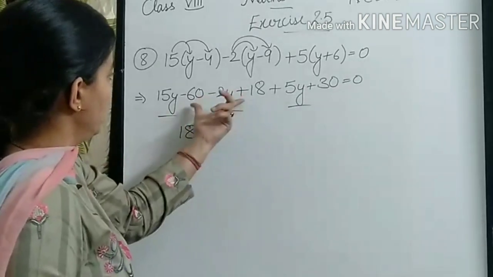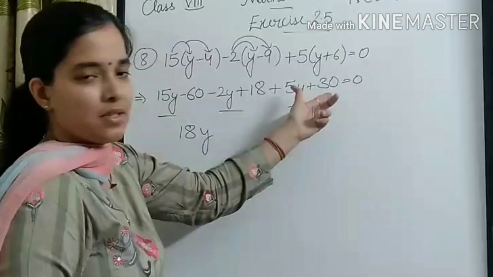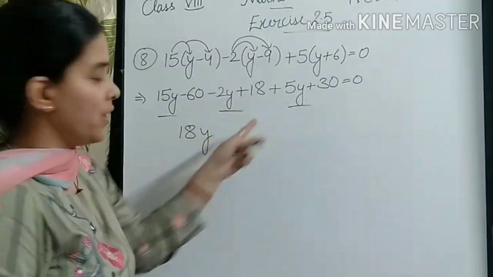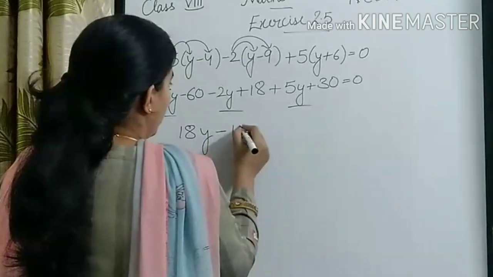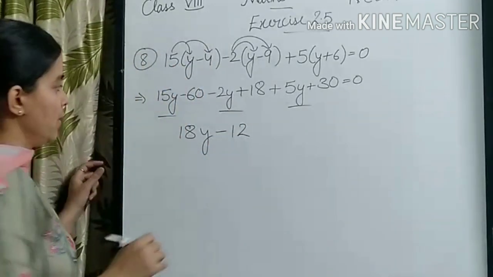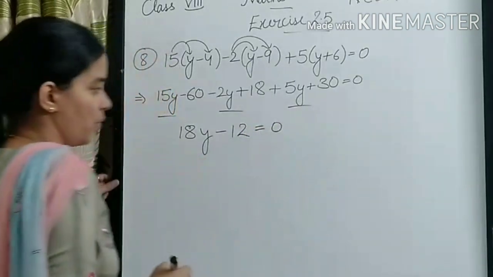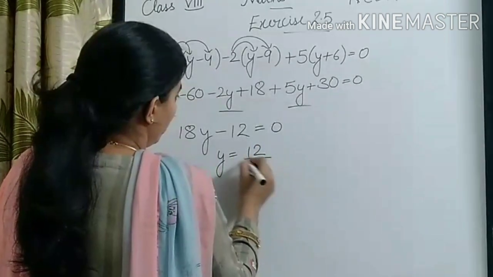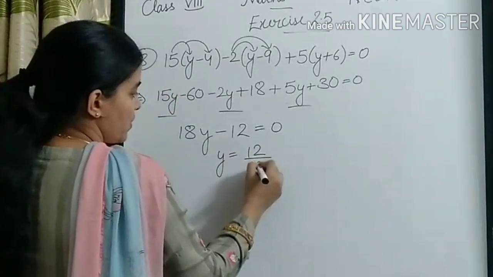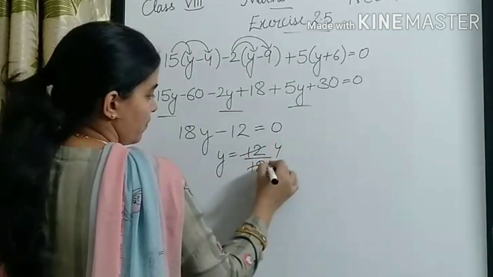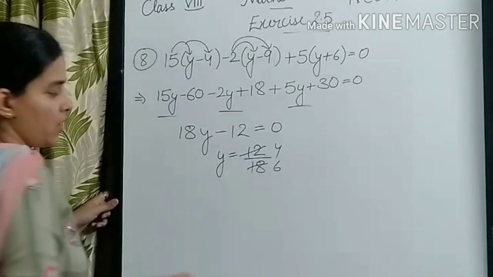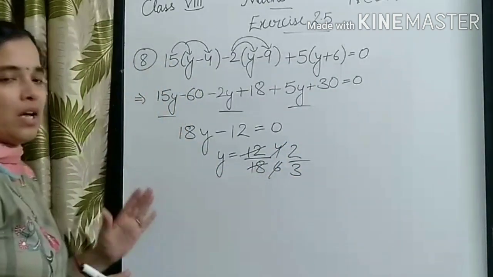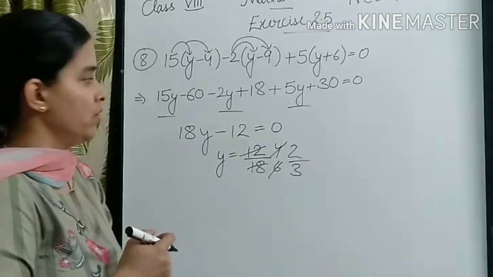Now looking for the other terms. So 18 plus 30 will give you 48, and minus 60 plus 48 will give us minus 12 is equal to 0. Now y is equal to 12 upon 18. If you cut it with 6, it will come this way, then 2 upon 3. So the answer of y is equal to 2 upon 3.